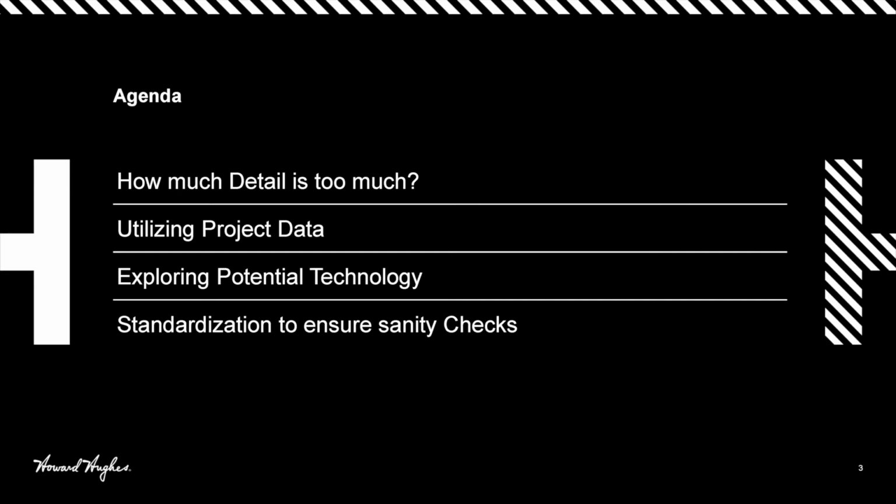I wanted to start with talking about how much detail is too much detail. What's the right amount of detail for a conceptual stage and a historical database to be able to utilize that? Then I wanted to get into a little bit about project data. This is another key aspect in being able to pull together all this information. Then I wanted to touch on exploring potential technology and wrap up with how to standardize this process to ensure that you have the sanity checks and consistency for developing this information.